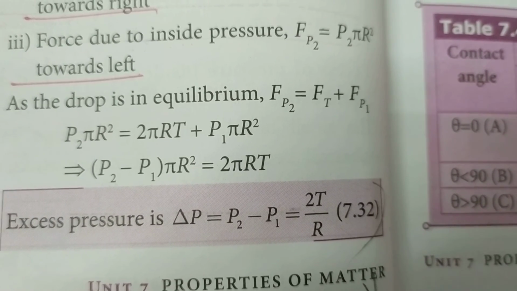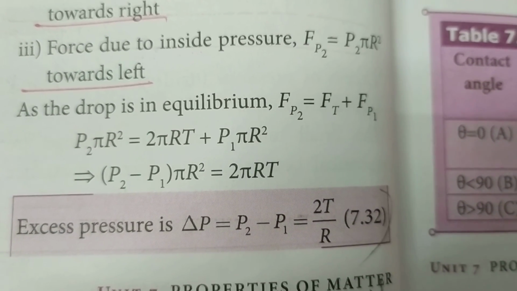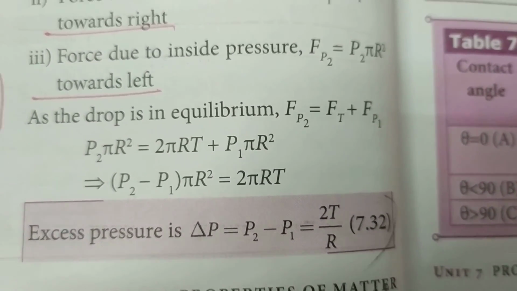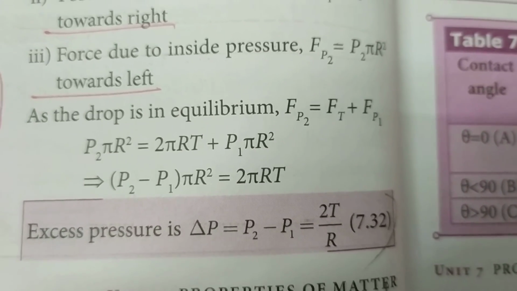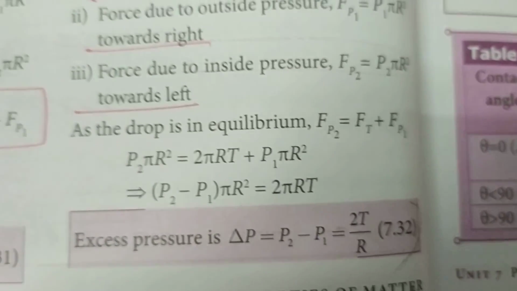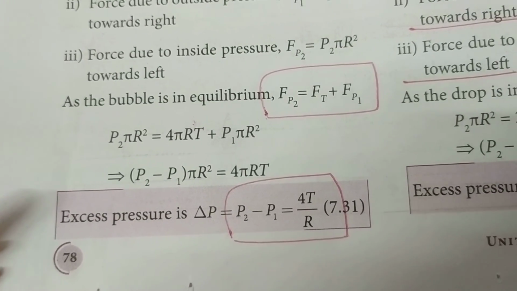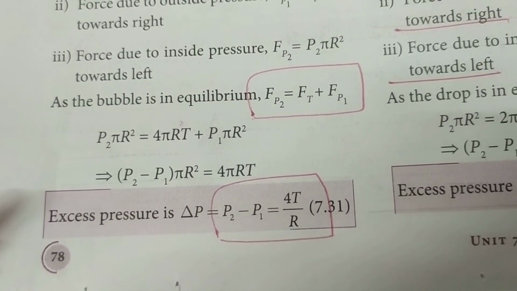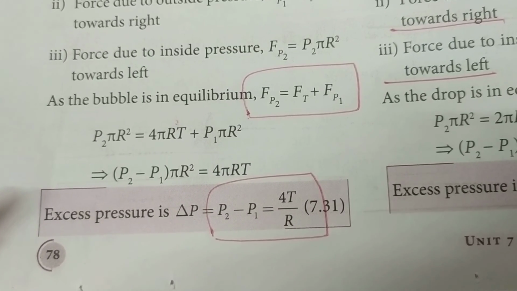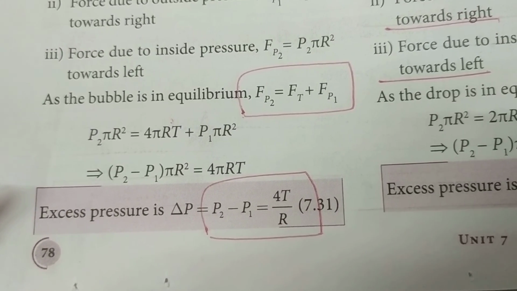So we have seen three cases. In the three cases, the first and third case will have the same formula 2T by R, but only the soap bubble will have a different expression. That is, for the soap bubble you have the excess pressure as 4T by R.